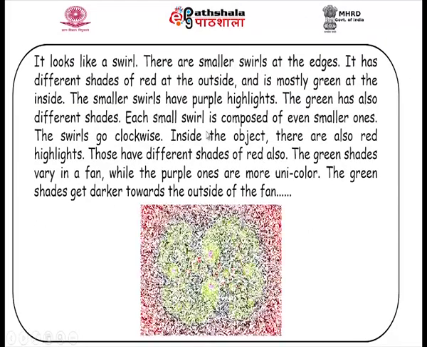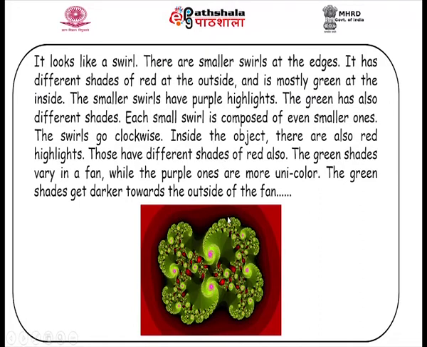So, here is an example for visualization. If you just look at this picture, it is possible for us to infer a lot of information from it. It looks like a swirl. There are smaller swirls at the edges. It has different shades of red at the outside and green at the inside. The smaller circles are purple highlights. The green has also got different shades. Each swirl is composed of smaller ones, and the swirls are located in a clockwise direction.